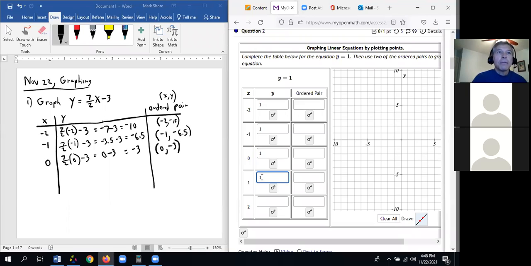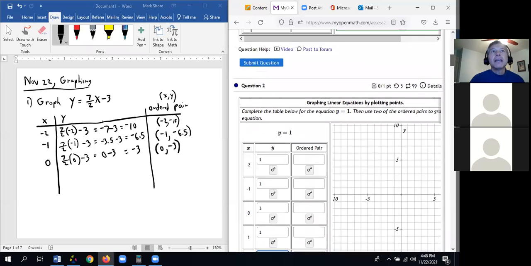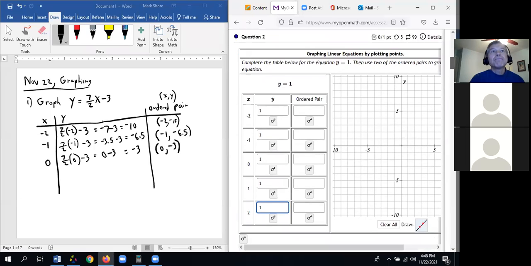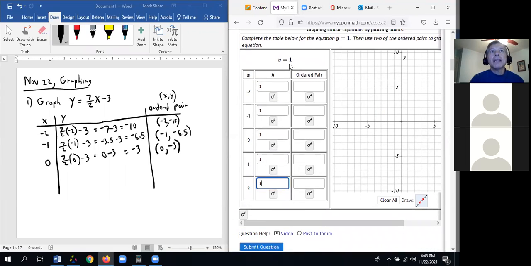This is a much easier problem. Unlike the previous problem, it had an x on the right-hand side. So when we substituted those values in for x, there was an x to put it in, and then we had to work it out each time. But down here on this one, there is no x. The y is always equal to 1, no matter what x is.